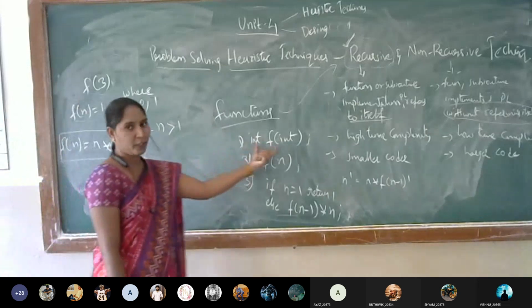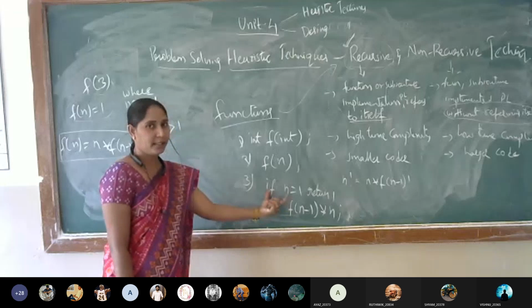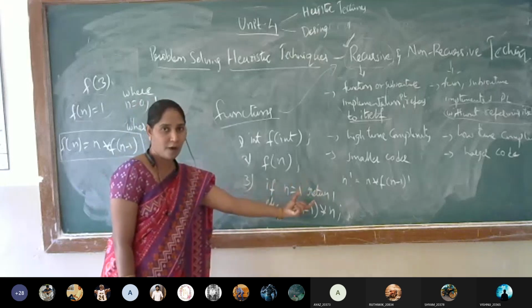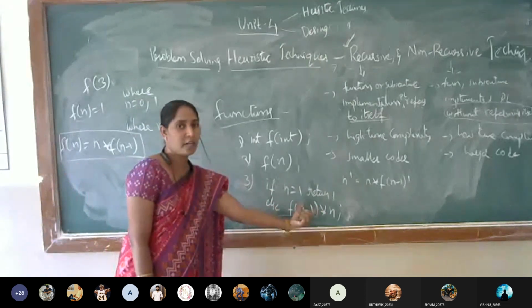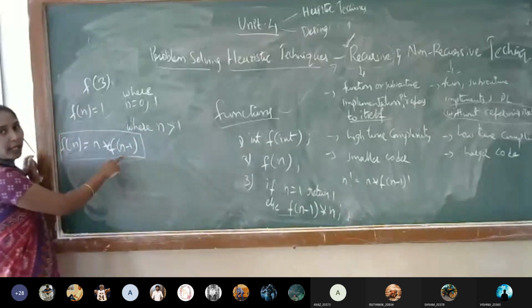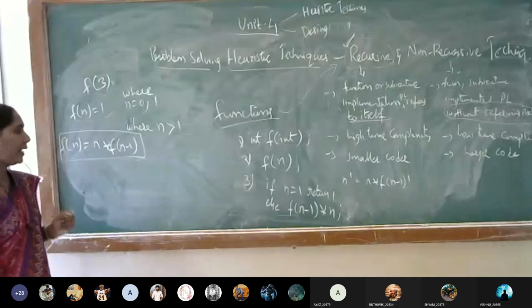First, you need to declare your factorial function. Then you need to call that factorial function, and check that if n is equal to 1, return 1. Else, what you need to do is: f of n is equal to n into factorial of n minus 1. So the same thing I have written here. So how will this be executed?